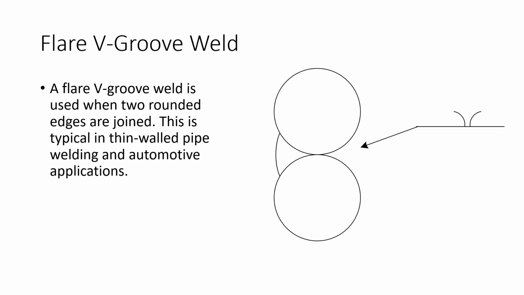This is a flare V groove weld. So this is when we weld two rounded edges joined together. This is typical in thin-walled pipe, and a lot of different applications where you could run into this stuff.